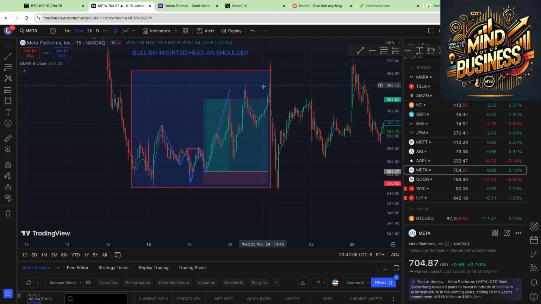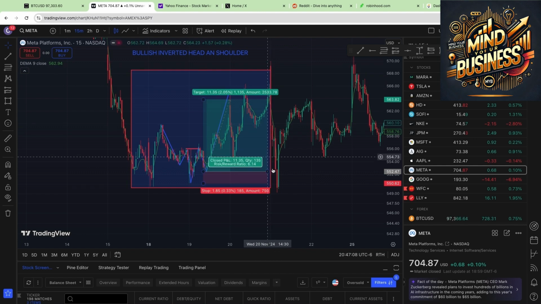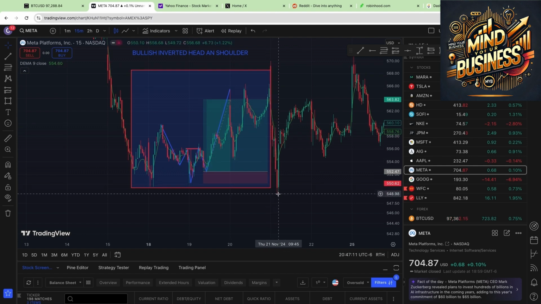But see, it did eventually come back down here, and look at that. Right there, liquidity right there. That's how a lot of traders got kicked out of the market right there, before price eventually went back up. And just like that, guys.